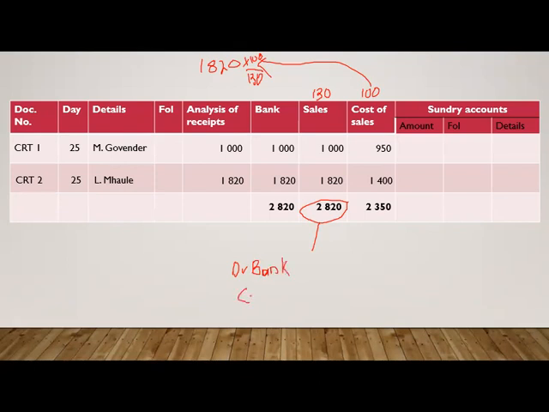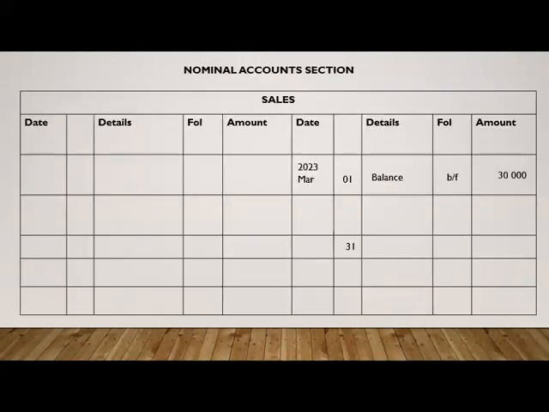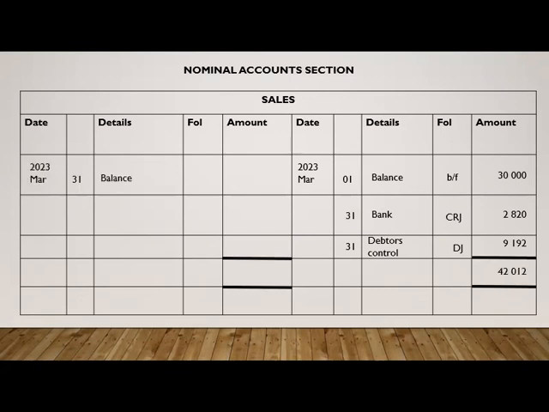I will record it on the credit side of sales. I do have the sales account, so I'll just record it in the sales account on the credit side. So let's just do that quickly. Record it on the credit side of sales as bank CRJ. They don't have to follow one another. You can start with debtors control and then bank, but I started with bank and then debtors control. And this will give me my total for sales, which is 42,012. It'll be 42,012. And that's it.